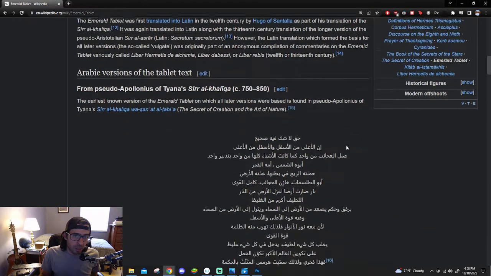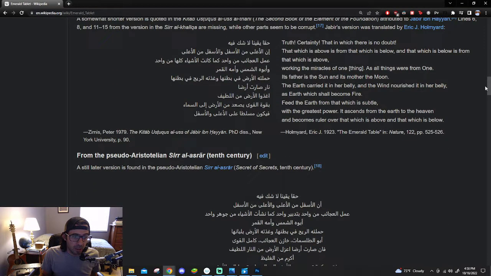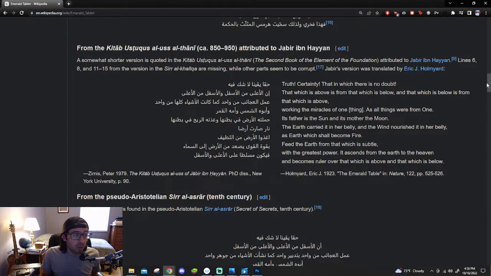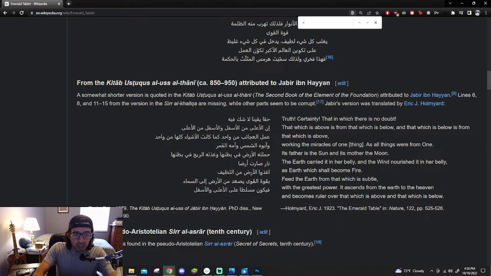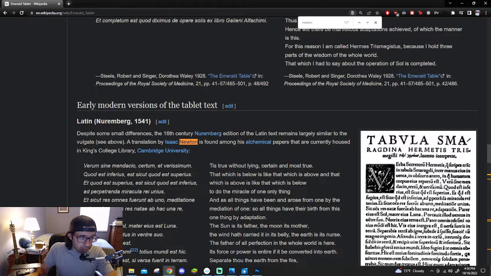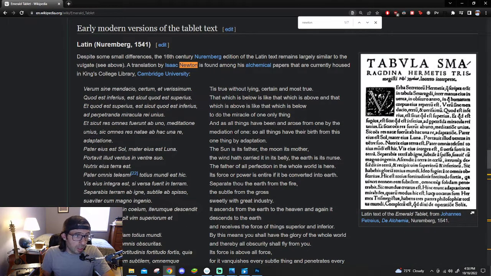And the Emerald Tablet has been translated by Isaac Newton. So let's just find the Newton translation. 'Tis true without lying, certain and most true. That which is below is like that which is above, and that which is above is like that which is below, to do the miracle of one only thing.